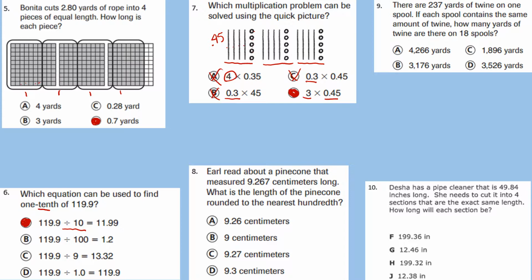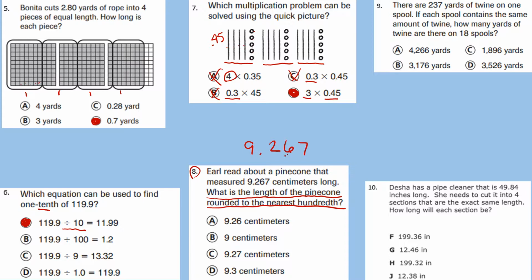Number 8, Earl read about a pine cone that measured 9 and 267 thousandths centimeters long. What is the length of the pine cone rounded to the nearest hundredth? So the number I'm rounding is 9 and 267 thousandths.